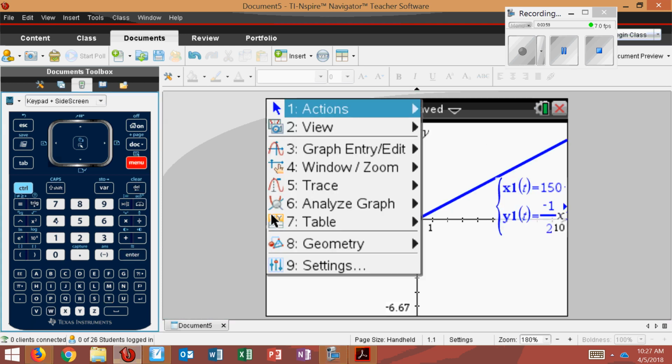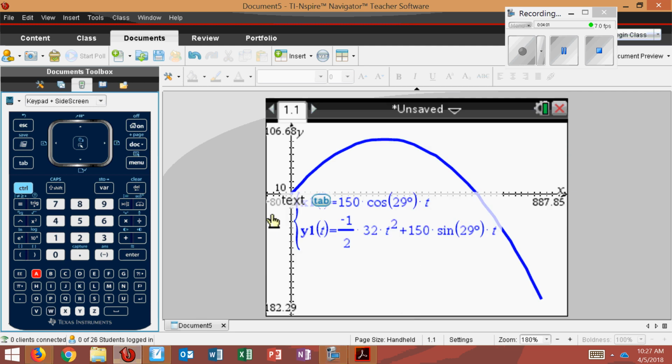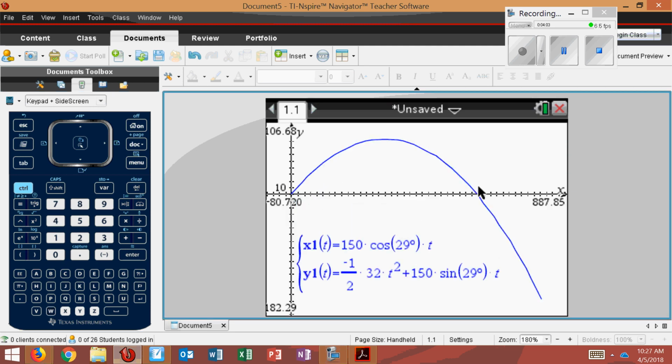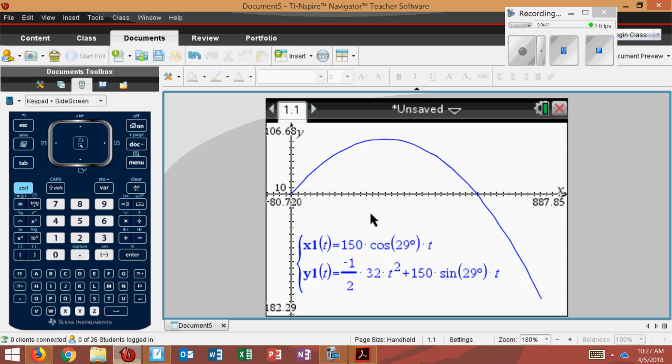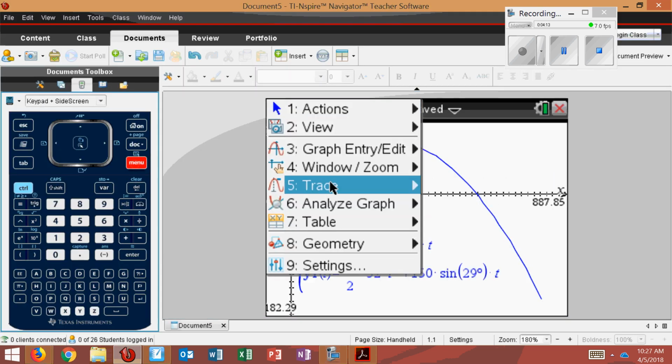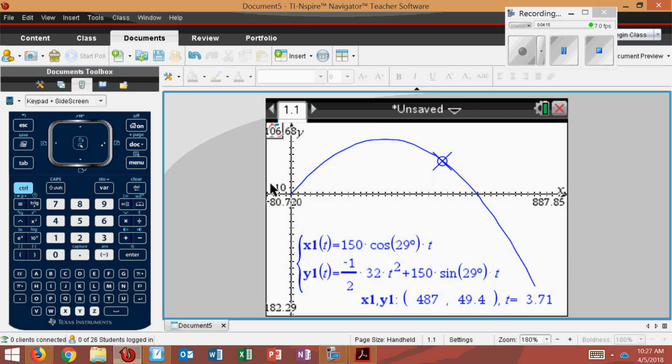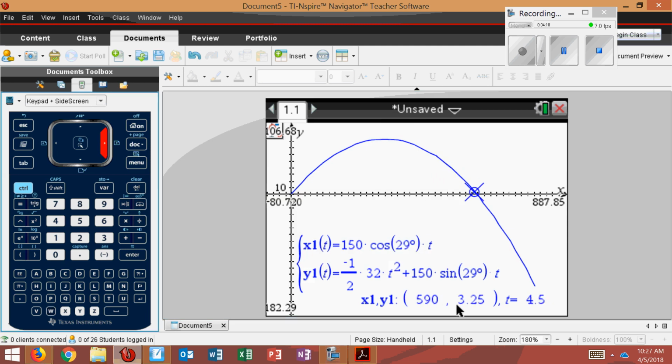I'm going to go menu for A, which will zoom fit us. We can see that 6.28 seconds is way more than enough time. Now, what are we supposed to find? It says find the distance the ball travels. So we want to know when it hits the ground here. So we'll go menu, trace, and I'm going to use graph trace. And as I trace it, I want to see when it hits the ground. So here, this is the x value. This is the y value. This is the time. Right now, it's 3.25 feet off the ground. And now it's -4.04. So it's somewhere between here. It's between 590 and 603. Well, that's not very close. Let's see if we can get closer.